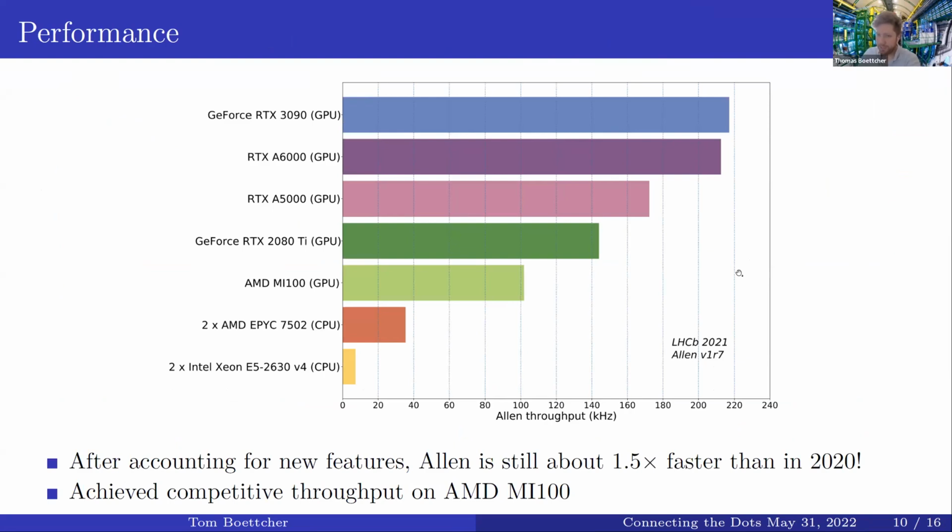So we've added all these new features in the past couple of years, but still ALAN has gotten a lot faster. This is our latest official throughput plot from 2021. I mentioned we were getting a throughput of about 70 kilohertz on the RTX 2080 Ti in 2020, and now we're up to something like 140 or a little over that. This is before things like ECAL decoding and ECAL reconstruction were added. Once you add these new features, ALAN is still about 50% faster than it was in 2020. This is really a great improvement.